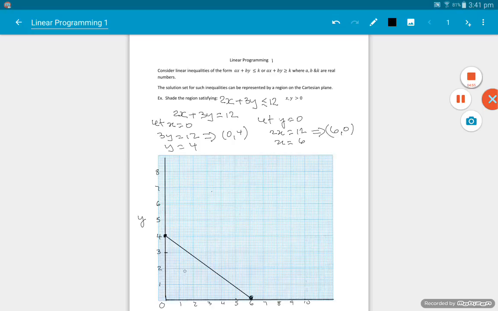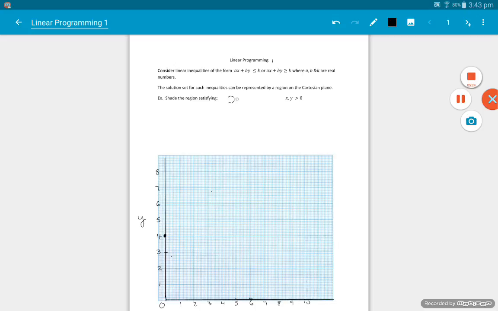By inspection, if you choose any point on this side of the line, we will see that when we substitute those values into this equation, we satisfy this inequality. And so the shading shows the required region. If we had 2x plus 3y greater than or equal to 12, it would be on this side of the line.